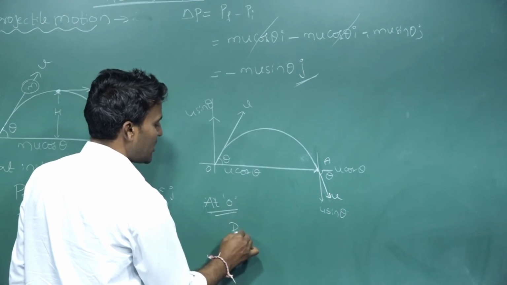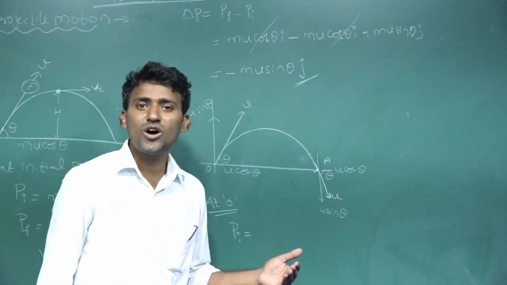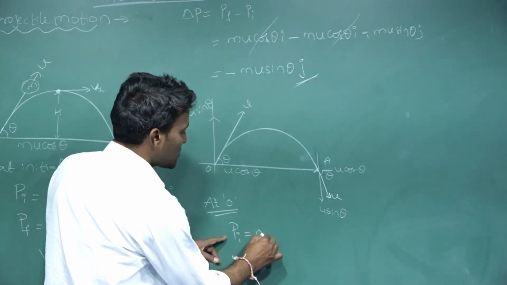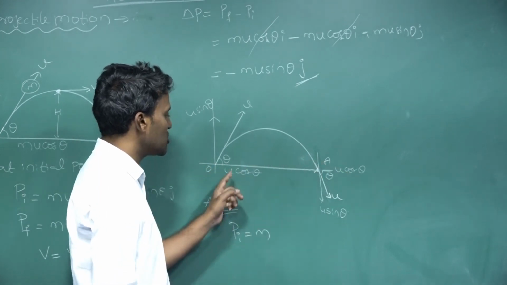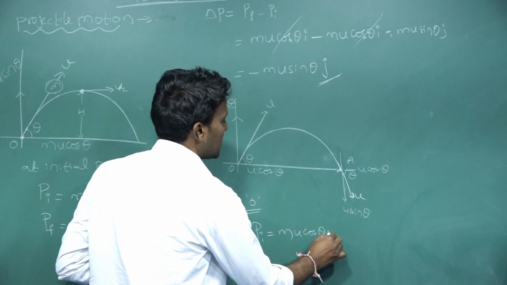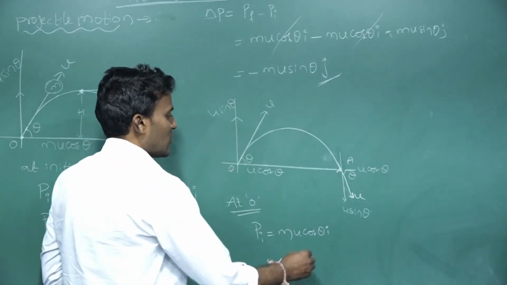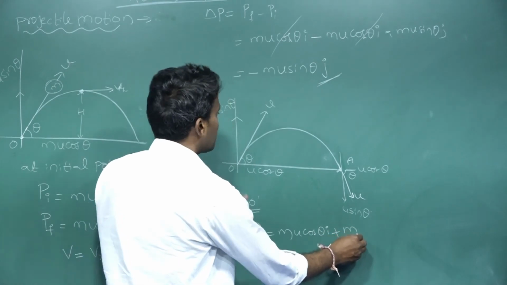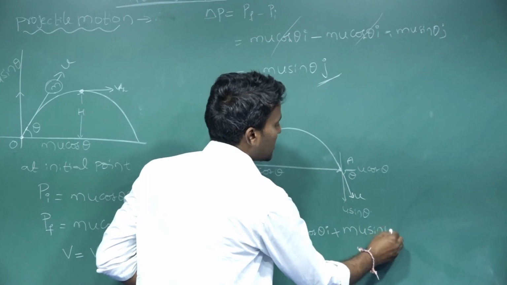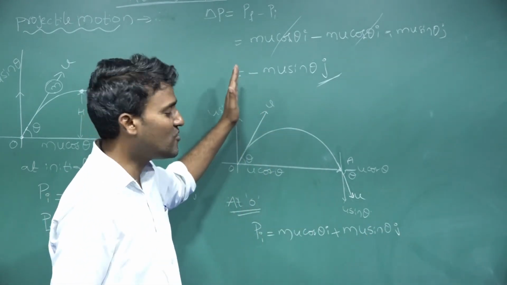So initial momentum is, as we already know, the product of mass into velocity. What is the velocity along the horizontal direction? Velocity is u cos theta i, along the positive direction. And vertical velocity, mass is m and velocity is u sin theta j. j is the unit vector which acts along the y-axis.